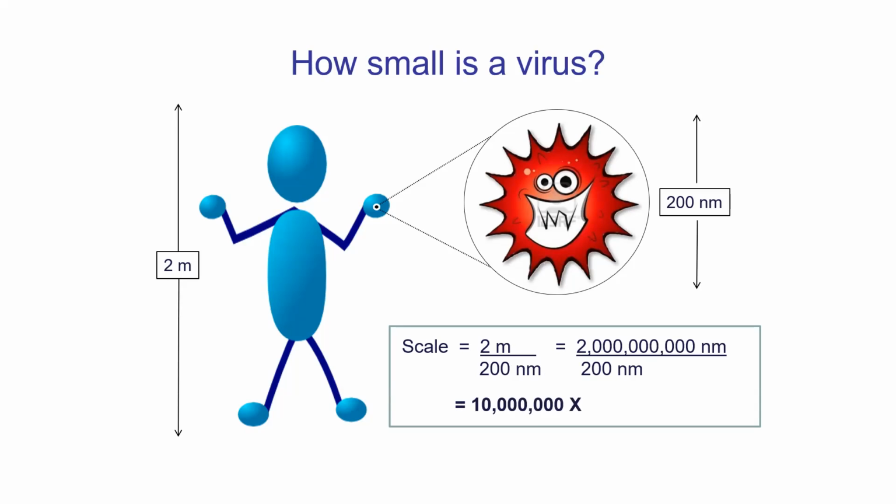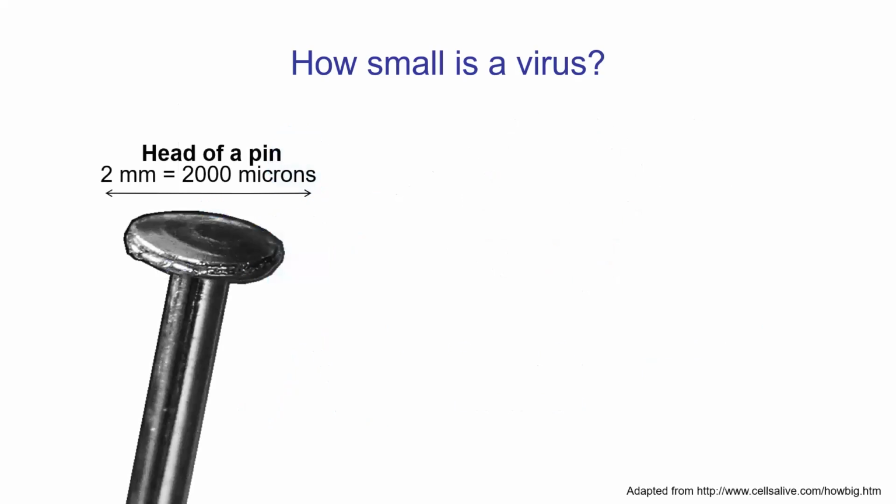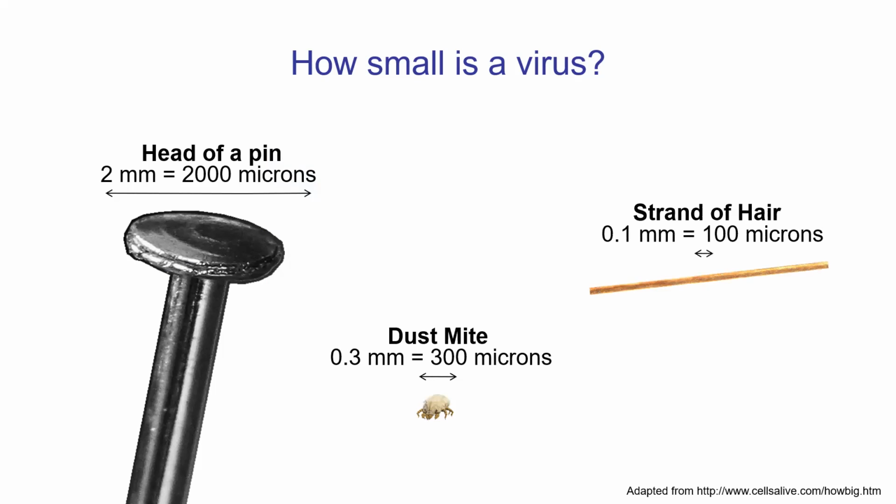And so we're about 10 million times larger than your typical virus. If that math doesn't help make sense, I'll show you another way to look at it. So there's a pin, and that's about 2 millimeters or 2,000 micrometers. A dust mite is about 300 micrometers. That's just barely visible. And a strand of hair, these are two things that are barely visible by the human eyeball. Just within that range of they look like a speck.